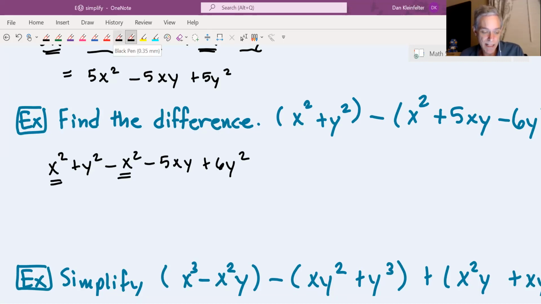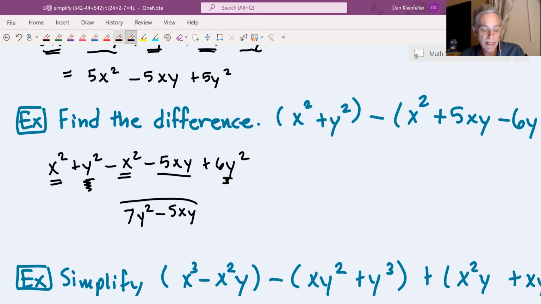Those will add up to 0. Let me take y squareds next. There's a y squared and a 6y squared. That will make 7y squareds. And then minus that 5xy. And that's it.